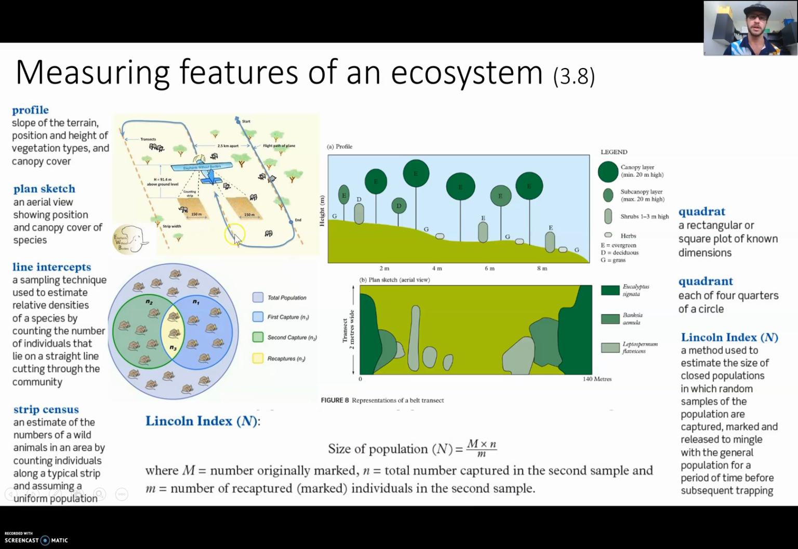And this image here, I'll just talk to quickly before I go to the next one, refers to another type of transect. It's called a line intercept, and it would look at the number of species that are counted over a particular line, assuming there is a uniform, even spread of that population. A strip census, however, looks at the numbers in between the strip, just different ways of gathering data.